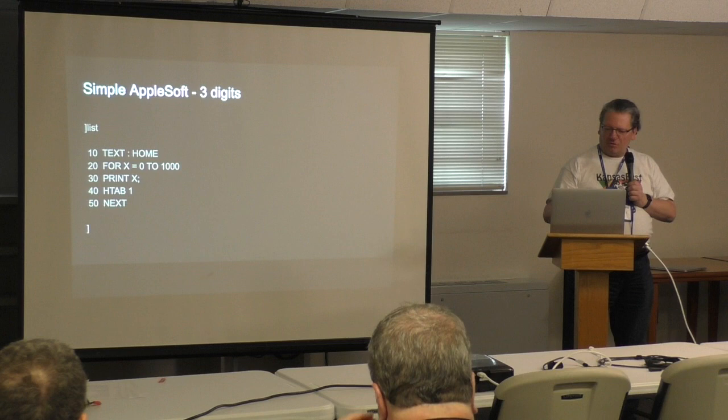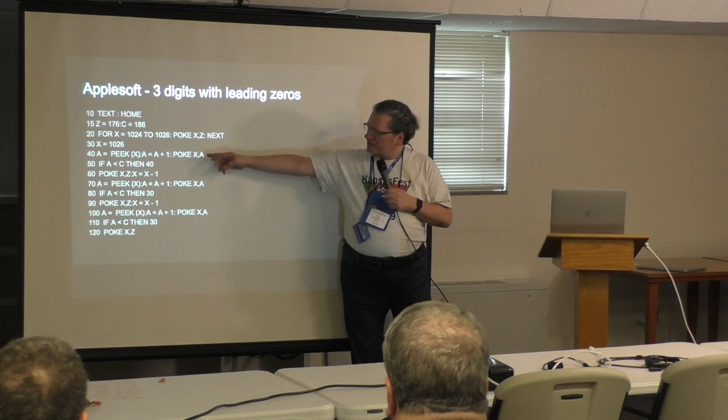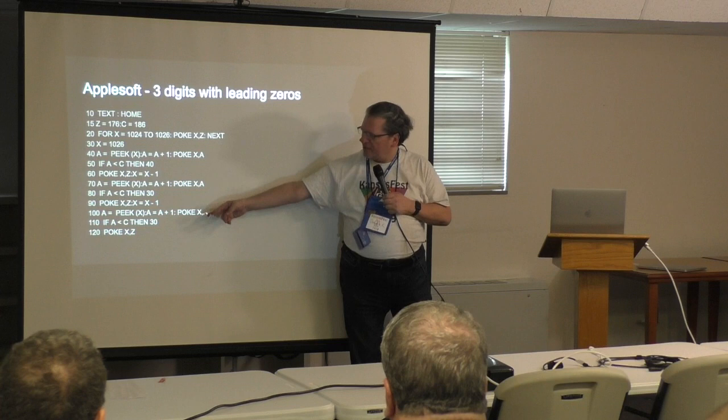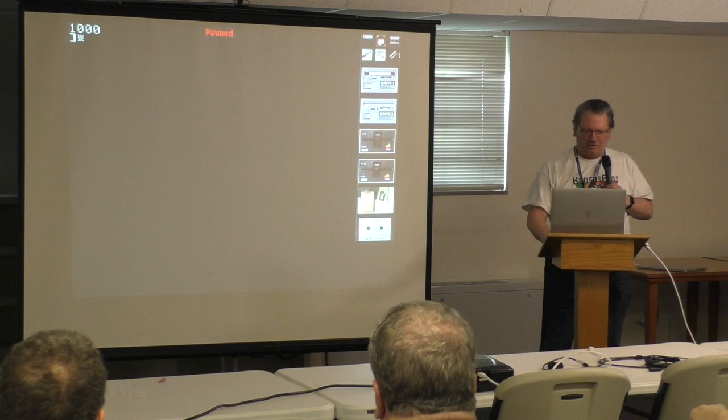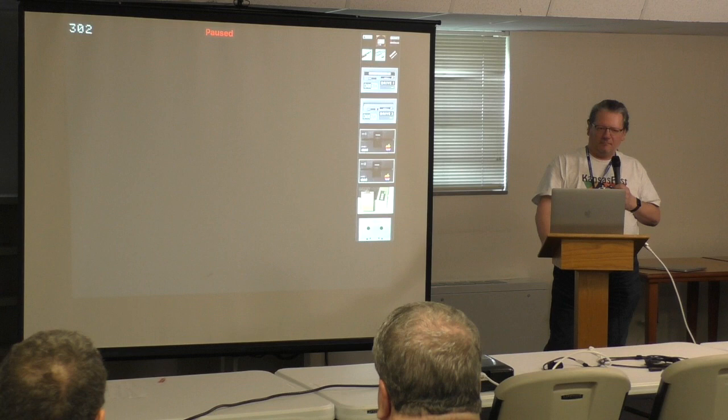To duplicate what I did in assembly language, this is a somewhat more complex program which does the ones digit, and then it comes down here to do the tens and back to do the one, and then 10, and then when this carries over, it does the hundreds and comes back. So it's got actually just a second separate set of lines for each digit. So it's got the leading zero, and it seems to be roughly the same speed.